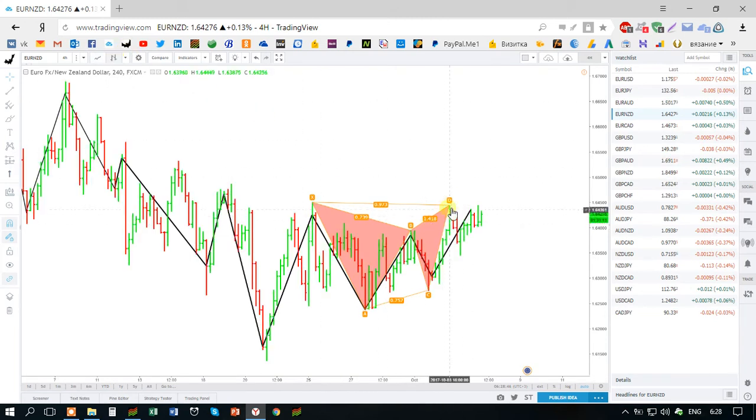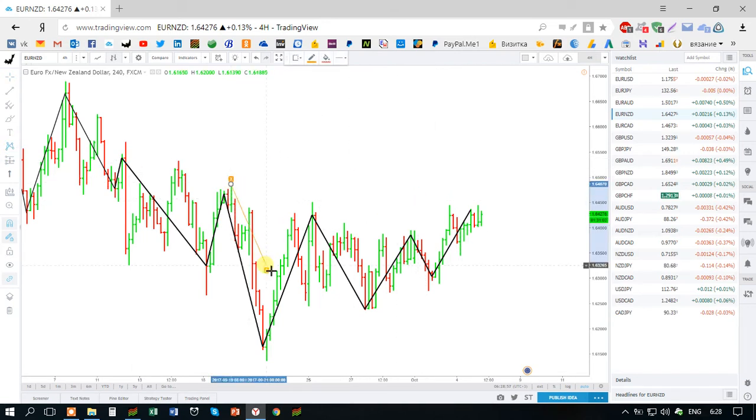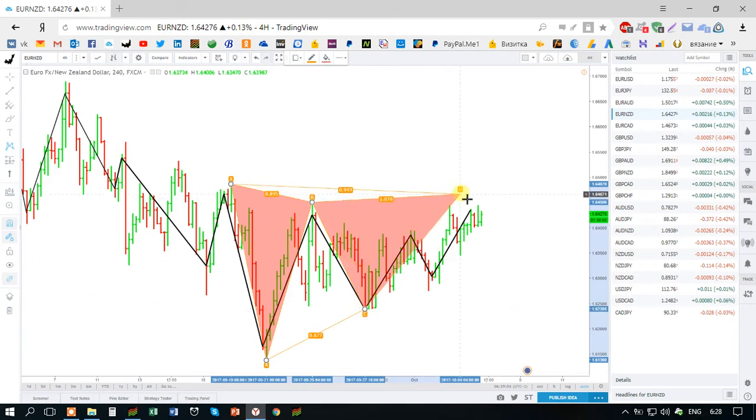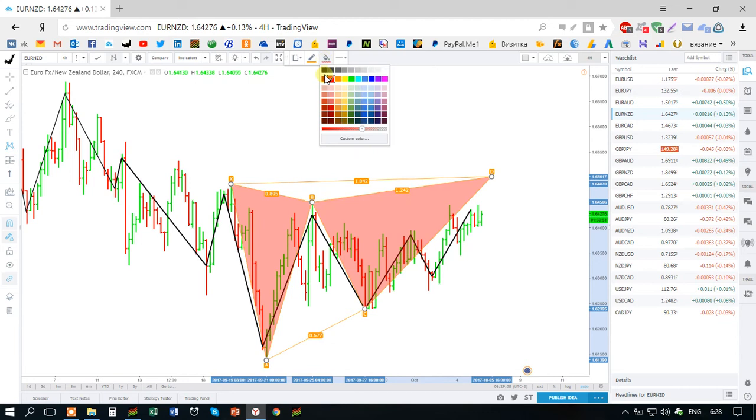Euro New Zealand. It was my yesterday trade. We hit target 1 and then we came back to the entry, hit break even, so the trade finished. But we have it this way. This trade is not finished yet. We didn't have it. It is a butterfly pattern slightly exceeding the X point.